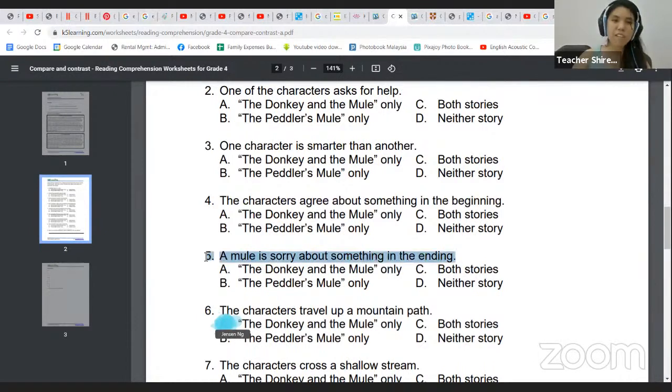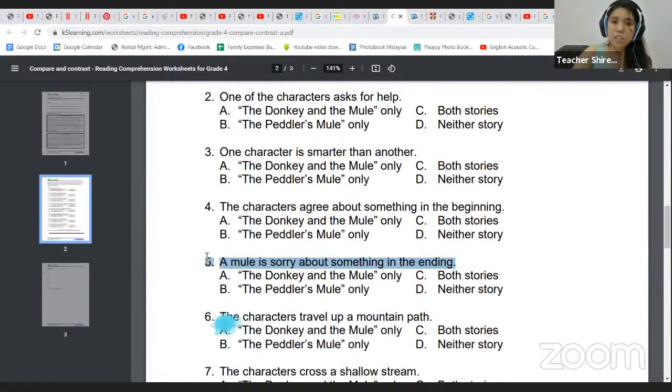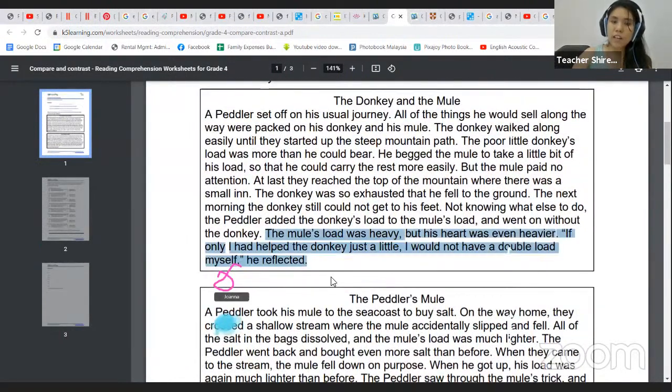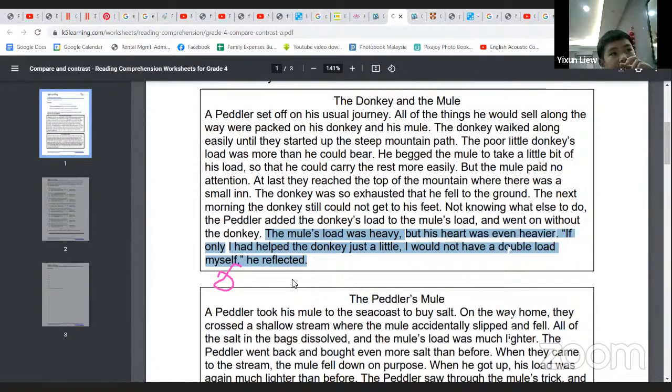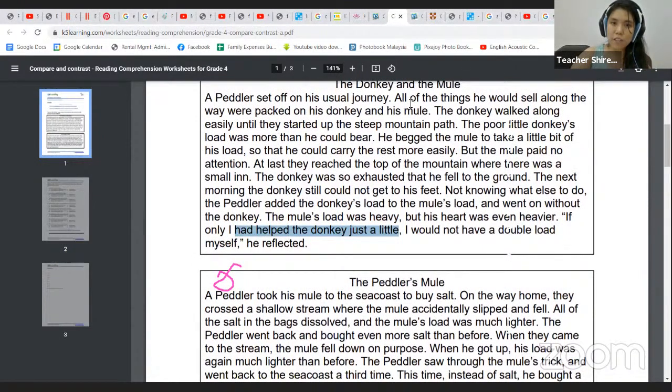Can you read number 5 all by yourself? Read. A mule is sorry about something in the ending. Okay. A mule is sorry about something in the end, right? So the first book, is the mule sorry about anything at the end or not? Yes. What is he sorry about? His heart was even heavy. If only I helped the donkey a little, I would not double load myself. That's regret, right. So he feels sorry that he should actually have helped. So that's correct for the donkey and the mule.